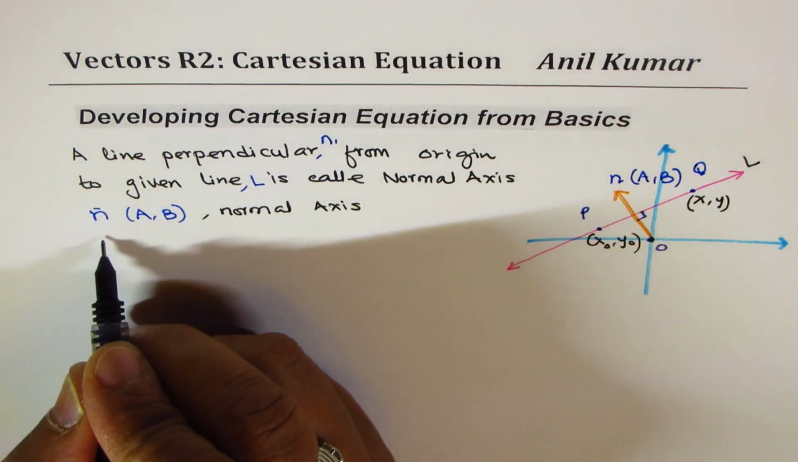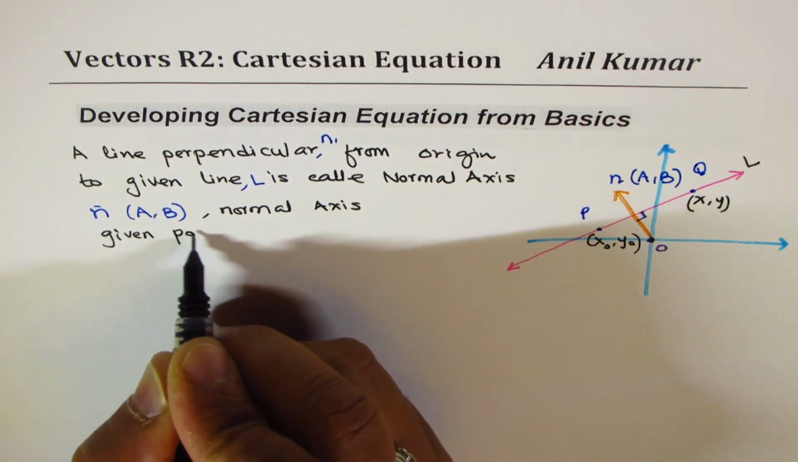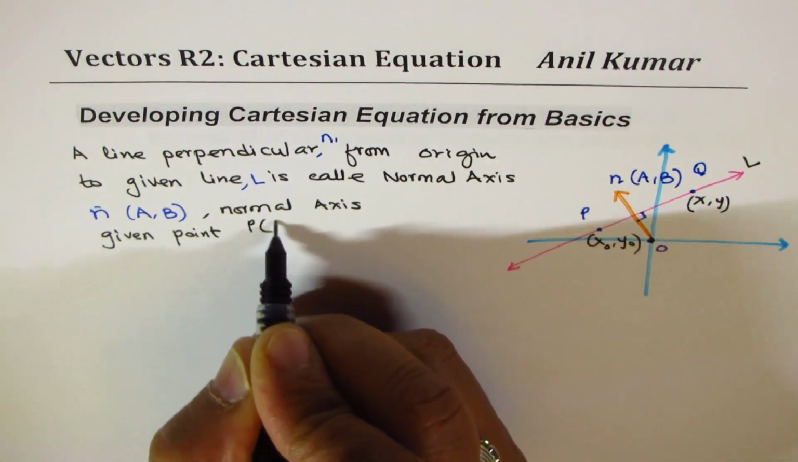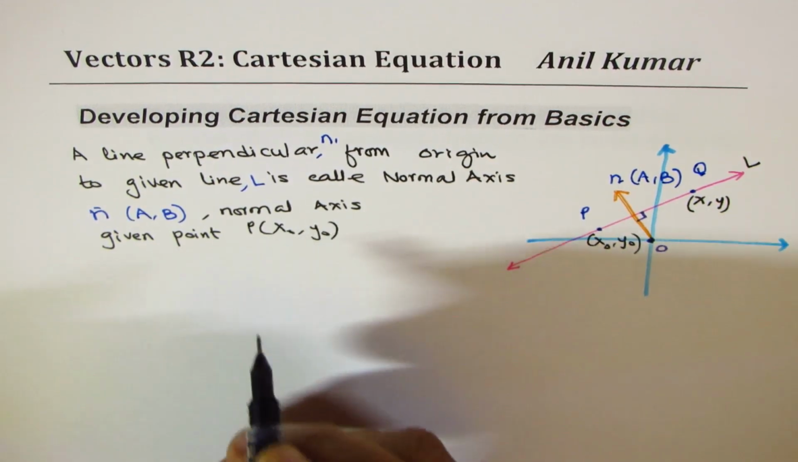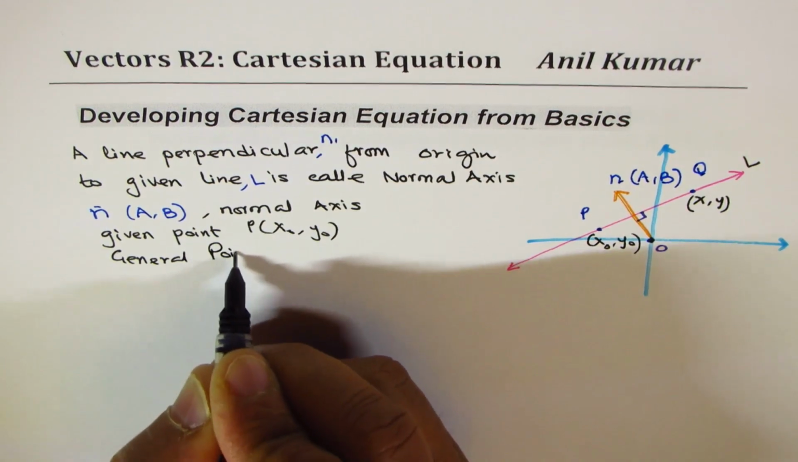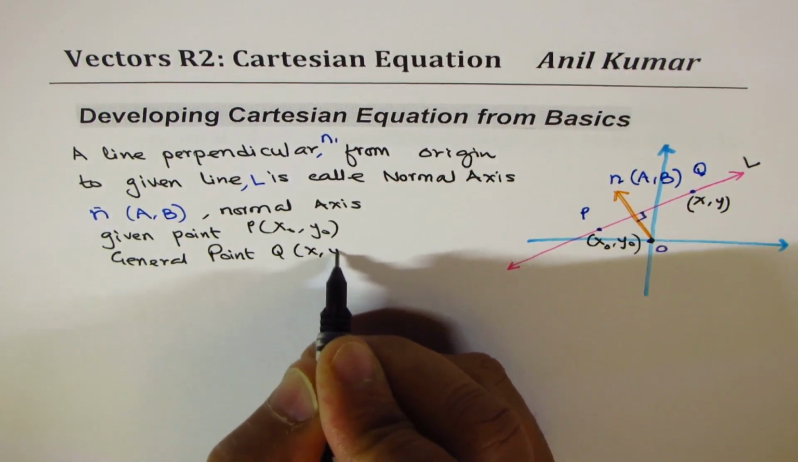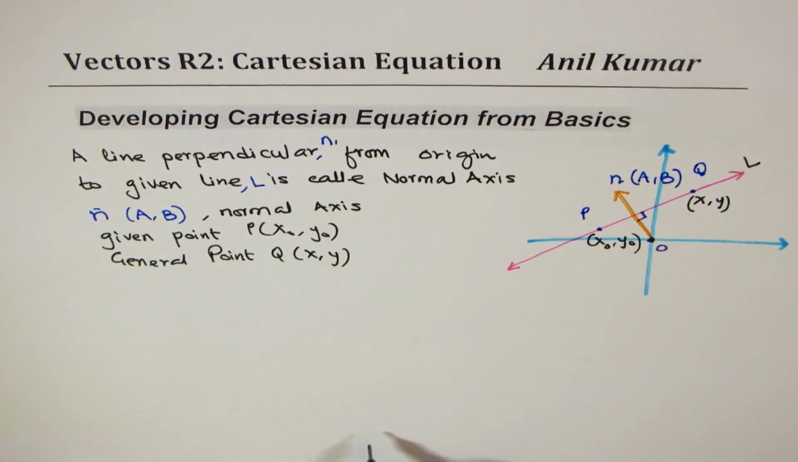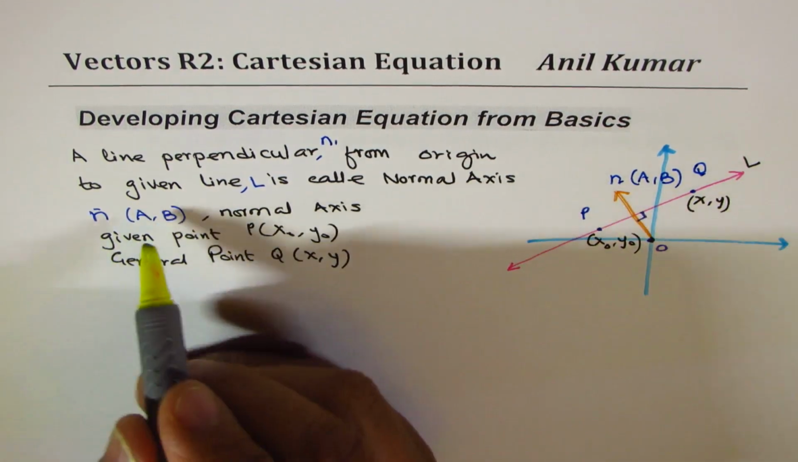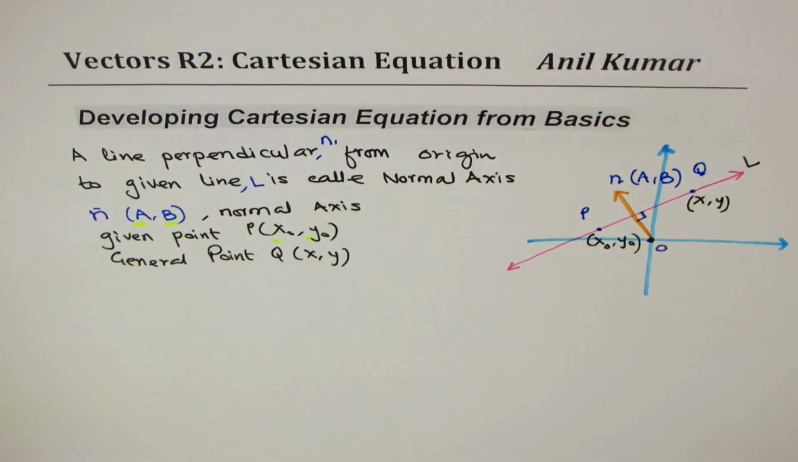And we are given point P in our case, x0, y0, and any point on this line as Q, xy. So xy will represent any general point. So what we know here is we know all these parameters. We know A, we know B, we know x0 and y0. This is known to us.